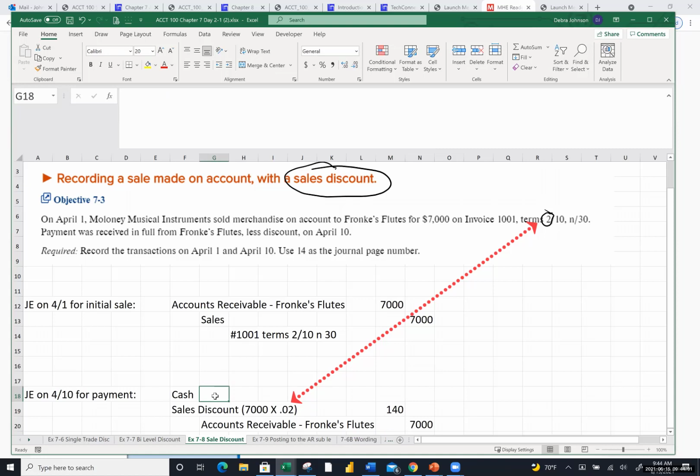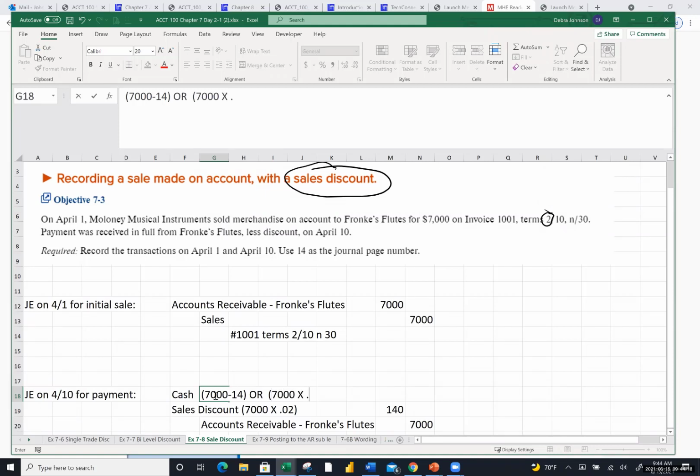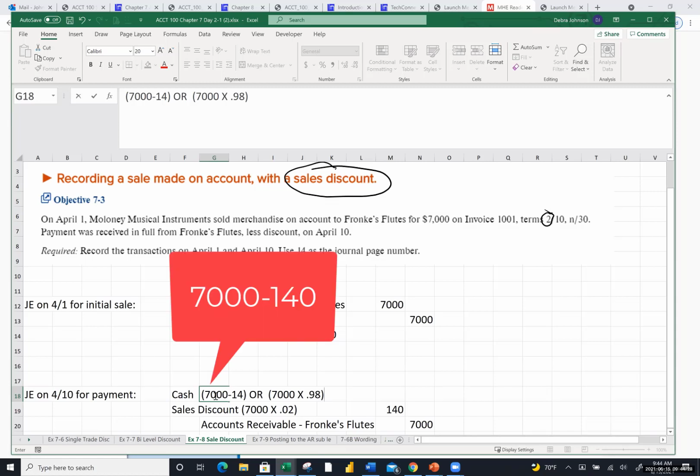And so to get the cash, you can do that one of two ways. I'm going to show you both. You could take 7,000 minus 140. That would do it. Or since the discount was 2%, the cash is going to be 98%, right? The 2% discount is what they don't have to pay because they're making a prompt payment. You gave them an incentive. Maloney gave them incentive to pay early. They could save $140.